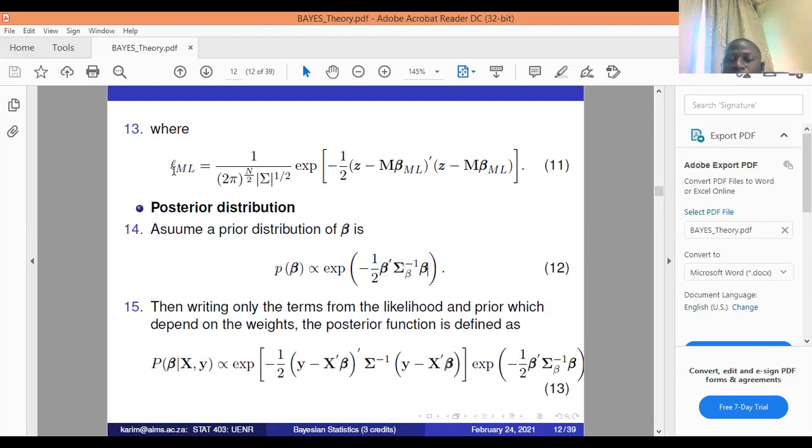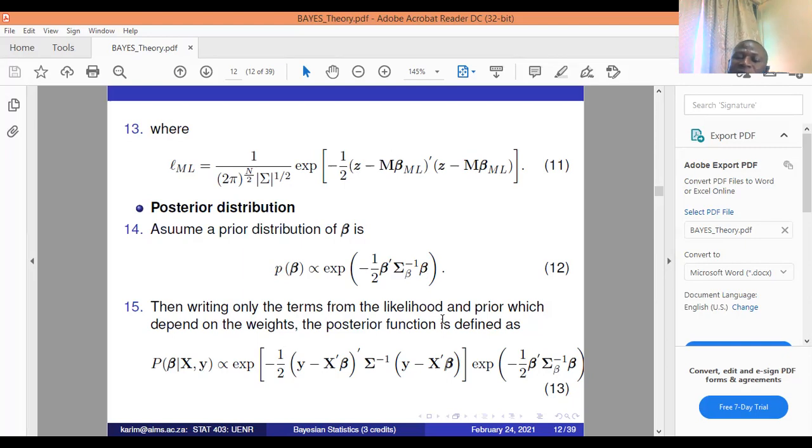So we have our likelihood function here. We also have our prior distribution for the parameters here. To get the posterior distribution, we multiply the likelihood and the prior. So we are simply going to multiply this one here by this one here, and that becomes our posterior. So now, the posterior distribution for the parameters beta, given the data X and Y, is proportional to the first part.